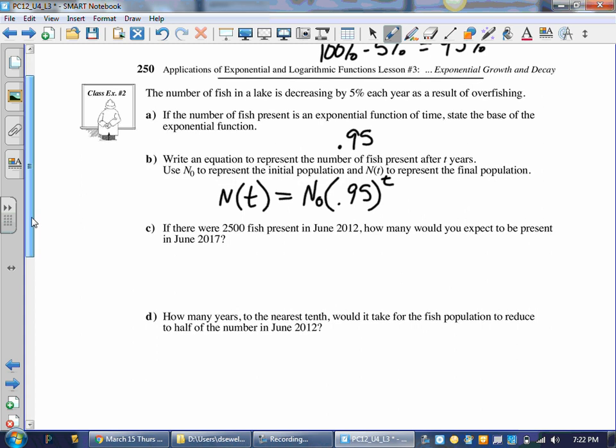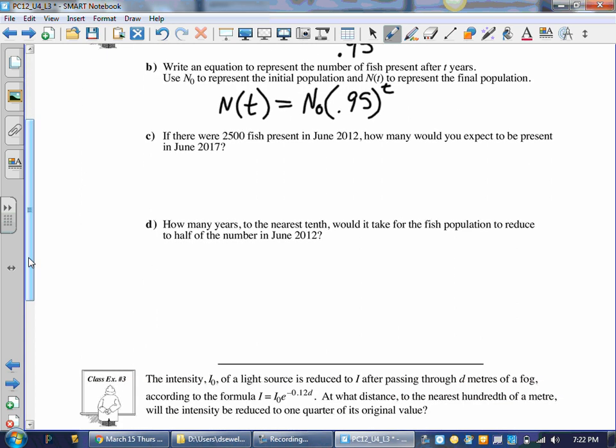So now we can answer the question, now we have an exponential. Do you see how it's the same kind of as y equals ab to the x? See how the a is the initial amount, in this case it's n naught, and b is the 0.95. So hopefully you can recognize that. Okay, if there were 2,500 present in June of 2012, how many would you expect to see in 2017? So the present amount, or the initial amount, will be your 2,500, 0.95, and we want to know how many there's going to be in the end.